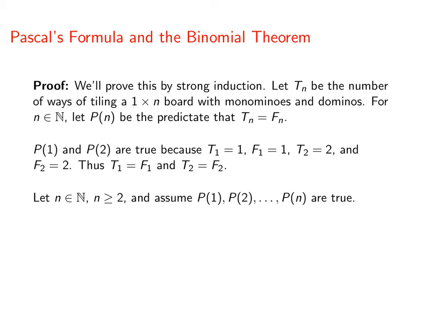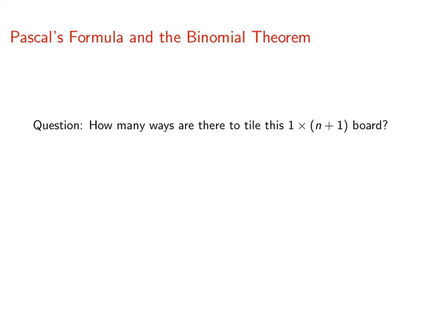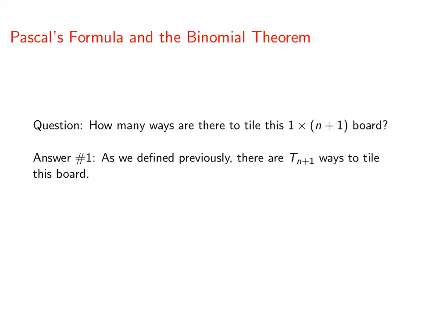Now let's let n be a natural number, n bigger than or equal to 2, and we'll make a strong inductive hypothesis to assume that p of 1 through p of n are all true. Now let's think about a 1 by n plus 1 board. And so that's kind of what we're visualizing here. It's a really long board. And first we'll ask, how many ways are there to tile this 1 by n plus 1 board? So here we're doing the combinatorial proof. Our first answer is, as we previously defined, there are t sub n plus 1 ways to tile this board.